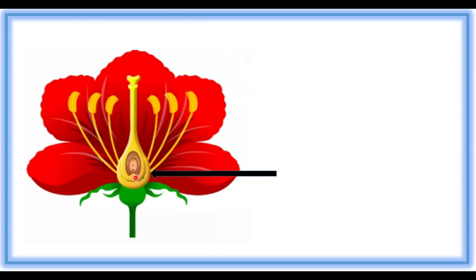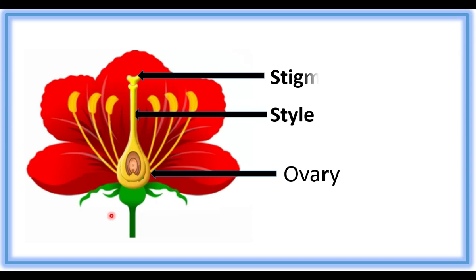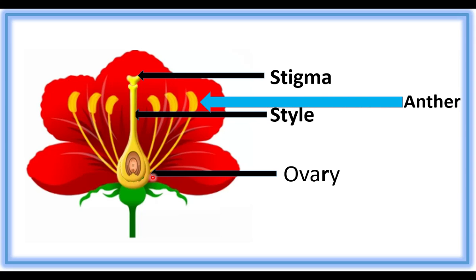The basal part of the gynoecium is the ovary, the expanded part. The middle part is the style. The end part of gynoecium is the stigma. The end of each stamen has an anther. The anther produces pollen grains. Pollen grains fall on the stigma. This process is called pollination.